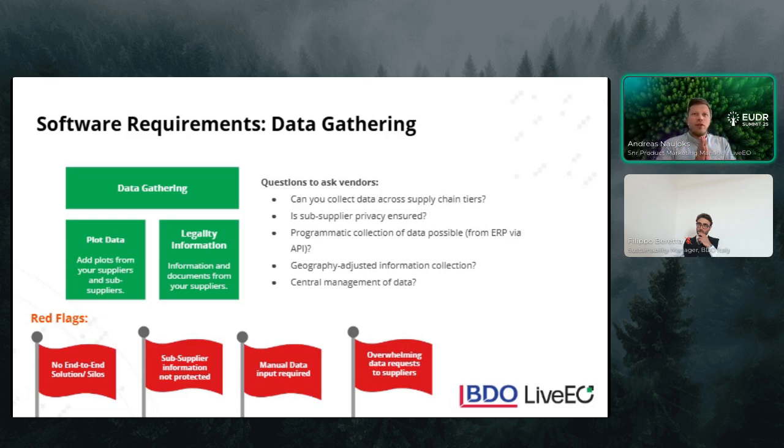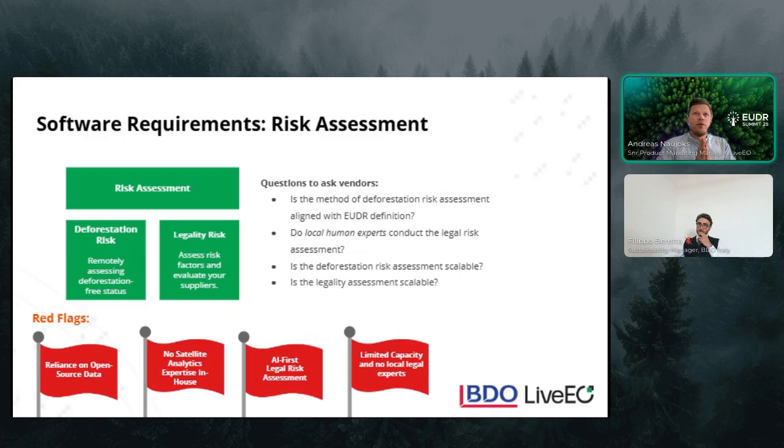So then we can move on to the risk assessment. We know the EUDR risk assessment essentially has two pillars, so to speak. On the one hand, we have the deforestation risk. On the other hand, we have the legality risk.